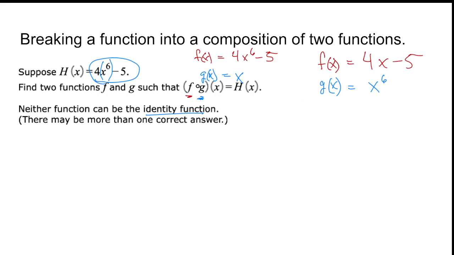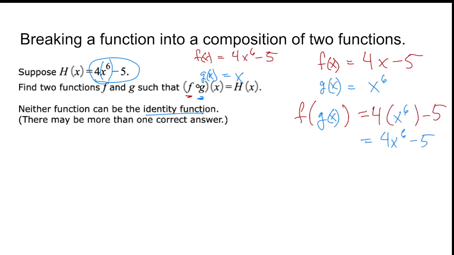And notice when you take this composite, let's go with f of g of x, and we take 4x minus 5, and then we put the x to the 6th power in here. Now there's not much to do, but we end up with 4x to the 6th minus 5. So we end up back where that's what they're calling h of x. Okay, so that works. There's another way we could have done this.